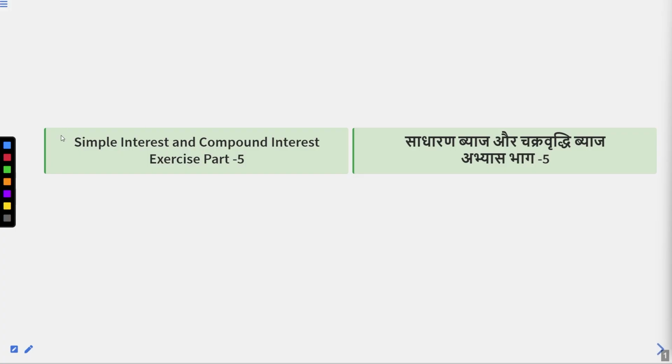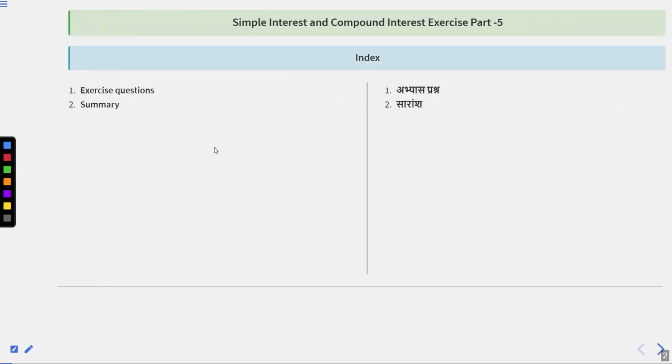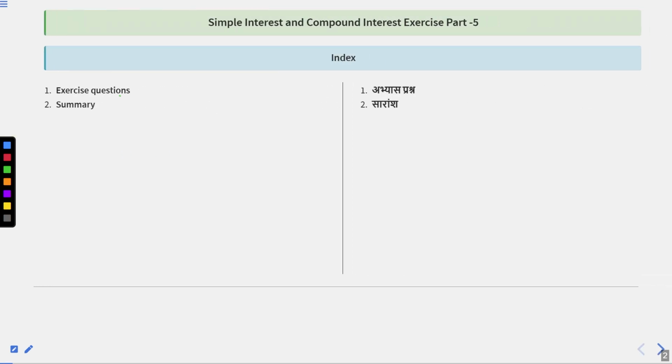Hello students, in today's class we are going to discuss simple interest and compound interest, exercise part 5. Our index is exercise questions and then a summary of today's lecture.